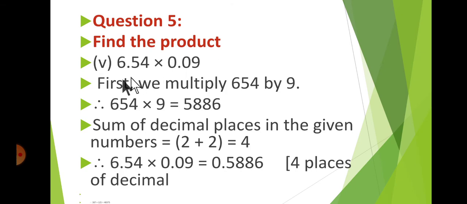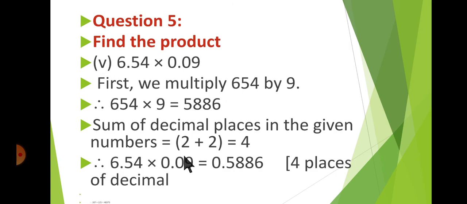Find the product. Question number 5: 6.54 multiplied by 0.09. Both numbers are in decimal form. First we multiply, ignoring the decimal, and simply multiply. Then we get 5886. Now you count the decimal places. Sum the decimal places in the given numbers. You can see in the first number, decimal places 1 2.